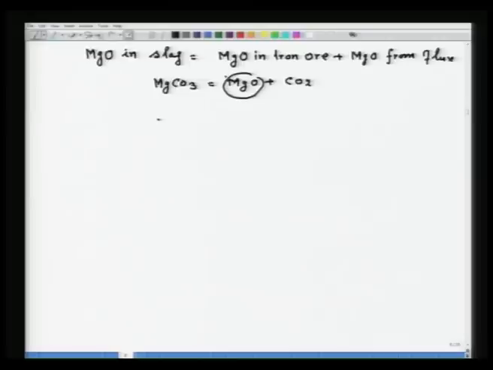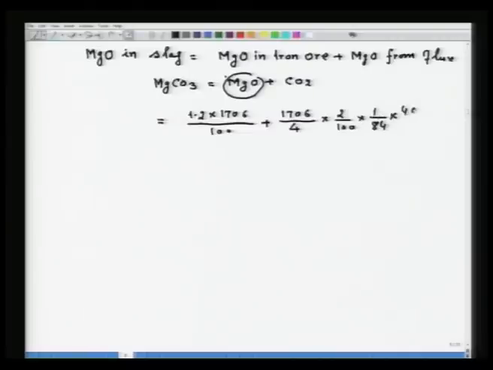So, MgO in slag: MgO in iron ore will be 1.2 into 1706 upon 100, plus 1706 upon 4 into 2 by 100 into 1 upon 84 into 40. So, that is equal to 24.53 kg. Here the atomic weight of magnesium is 24.